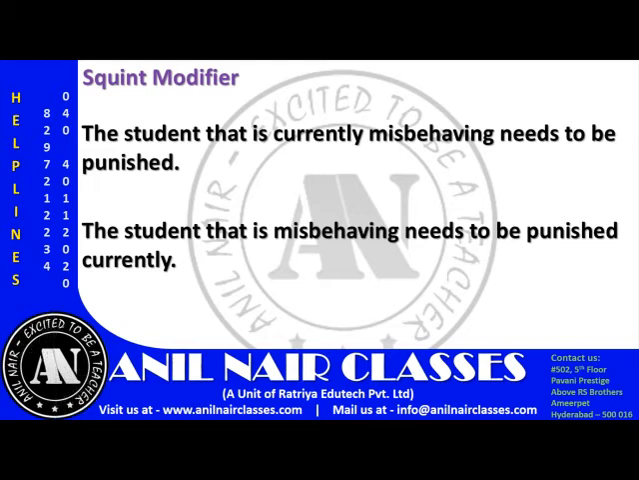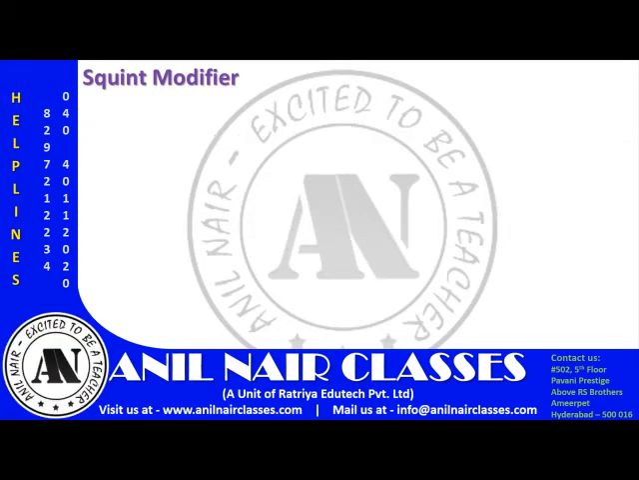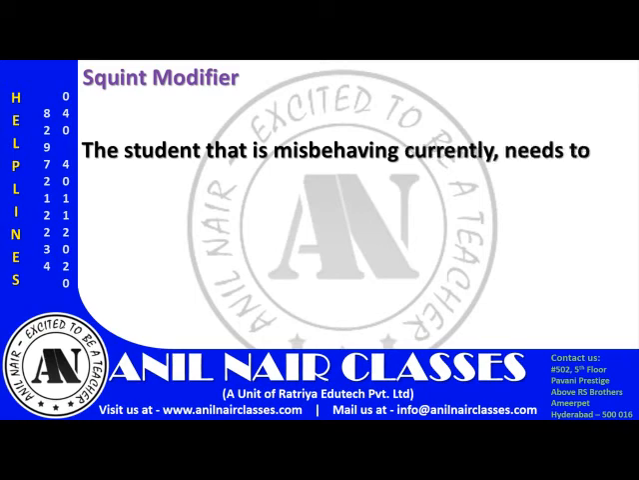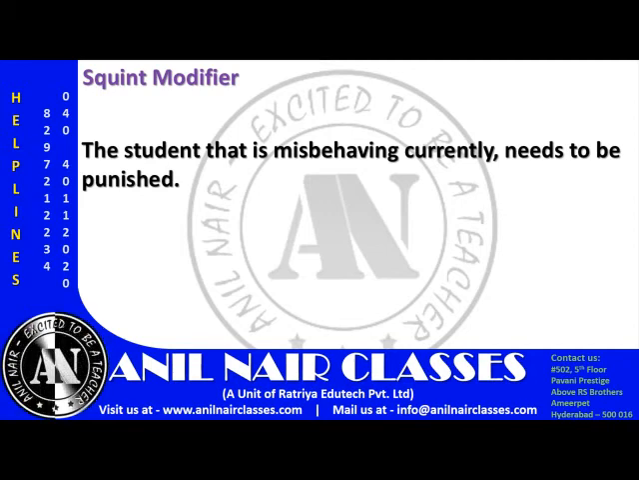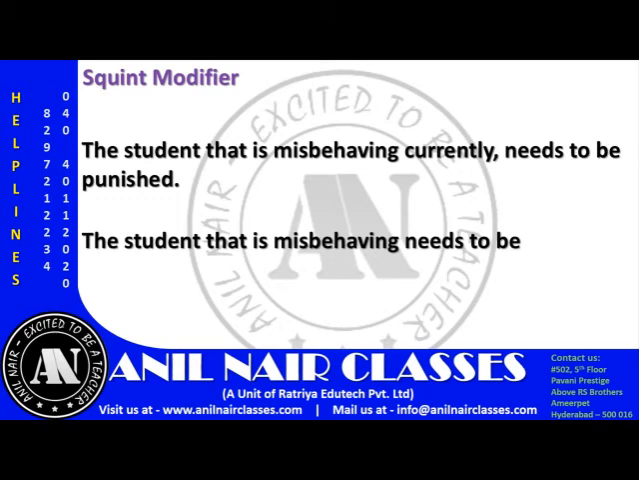First, put a comma to break the sentence and bring about clarity in the sentence. That is, the boy or the student who is misbehaving currently, comma, needs to be punished. So now you have made it very clear that the student who is misbehaving right now needs to be punished. But in case you want to imply that the student who is misbehaving should be punished right away, then the correct way of saying it will be, the student that is misbehaving needs to be punished currently, keeping the thumb rule in mind.